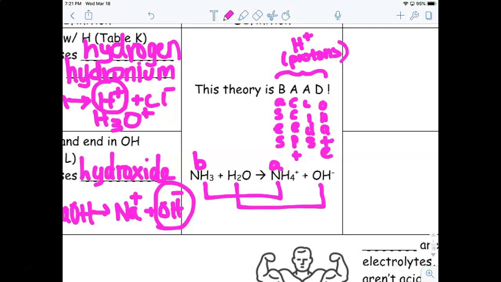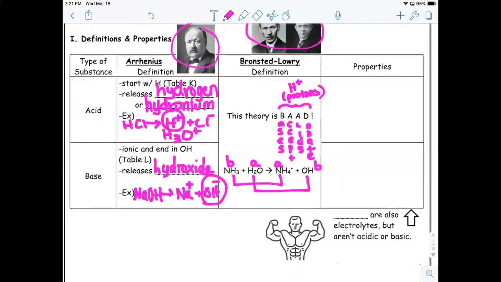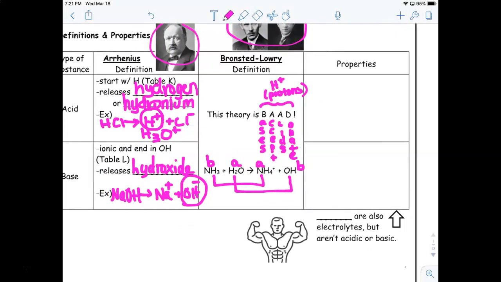Which one of these has extra H's? H2O, that has more H's, right? So if it has more H's, what is it going to be able to do? Donate, making it an acid. And making the other thing it's attached to a base. So depending on which scientist they're asking about, there are different ways of telling if something is an acid or a base. Properties just means in general what these substances are like.